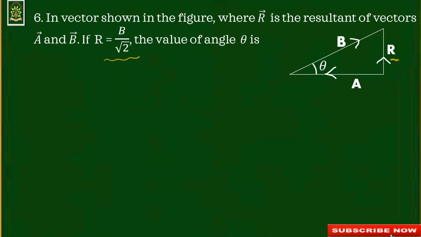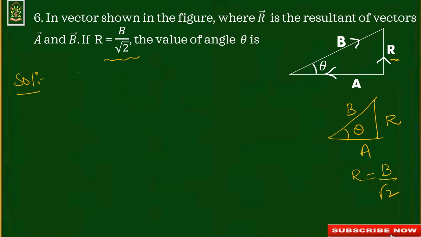So here this is the triangle. Now we are taking the angle theta, and this is the A vector and this is the B vector, and this is the resultant vector. They given r is equal to b by root 2. Now, let us go to the solution. Given r is equal to b by root 2.